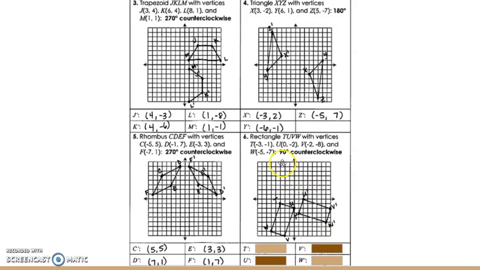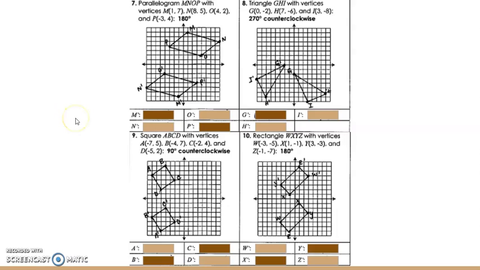For number 6, we have a 90-degree rotation. For our 90-degree rotation, we're switching our x and our y, and then making that y negative. So negative 1 and negative 3 switch to negative 1 comma negative 3, and then the negative 1, which is my y, would change to positive 1. For U, I'm switching the x and the y, and then I'm making whatever the original y was positive. So it's going to turn into 2 comma 0. V and W are going to work that same exact way.